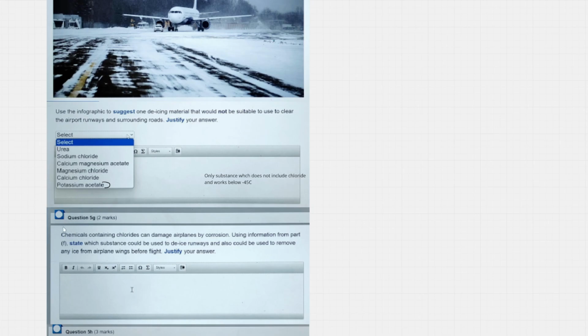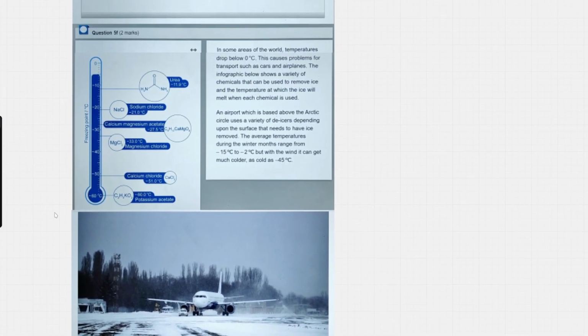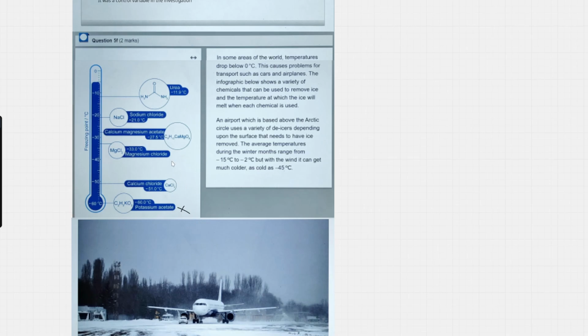Question 5G. So we cannot use potassium acetate or any that have chloride. So we have calcium magnesium acetate and urea.